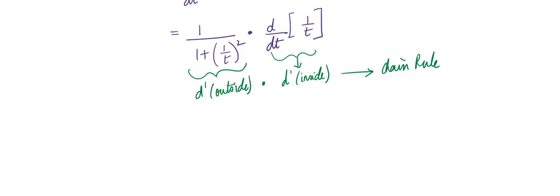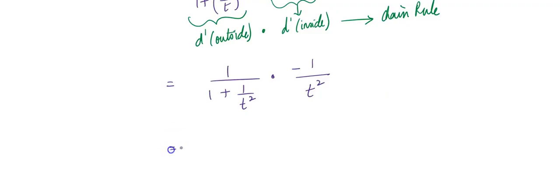All right, so now that we have that, this is 1 over t, so you can move this as t to the power negative 1 and do the derivative. I'm just going to skip to the step. So 1 over 1 plus 1 over t squared times negative 1 over t squared. That's the derivative of 1 over t.